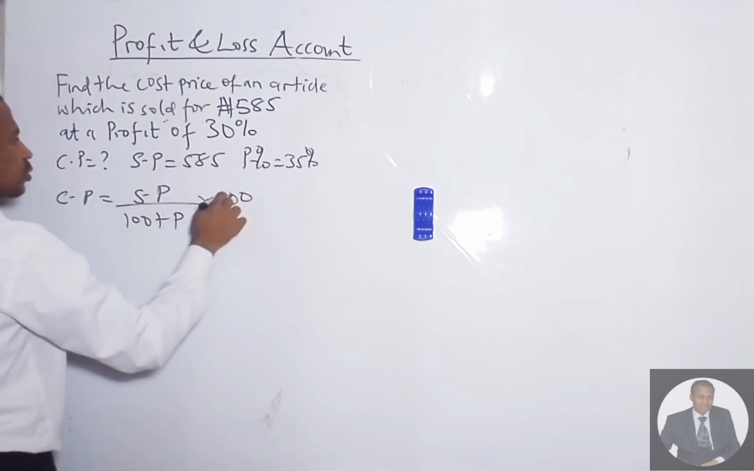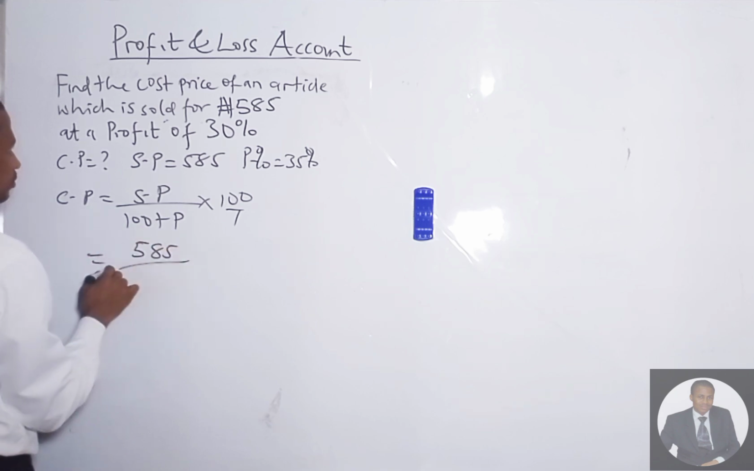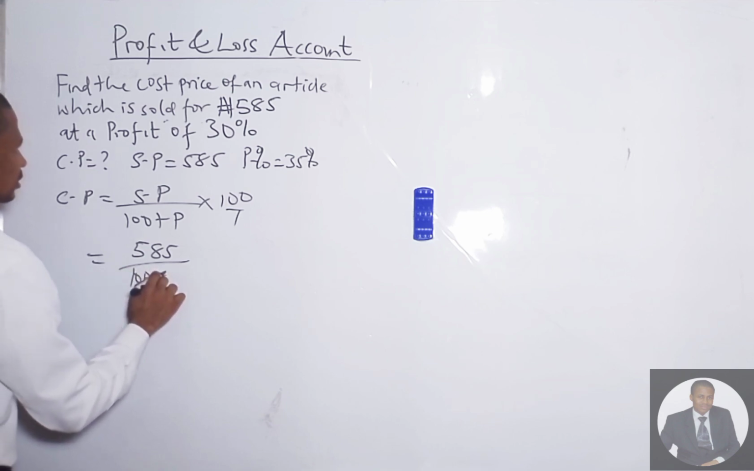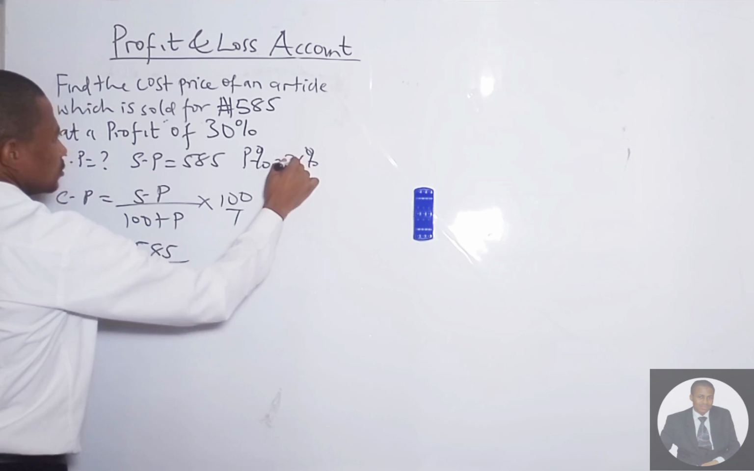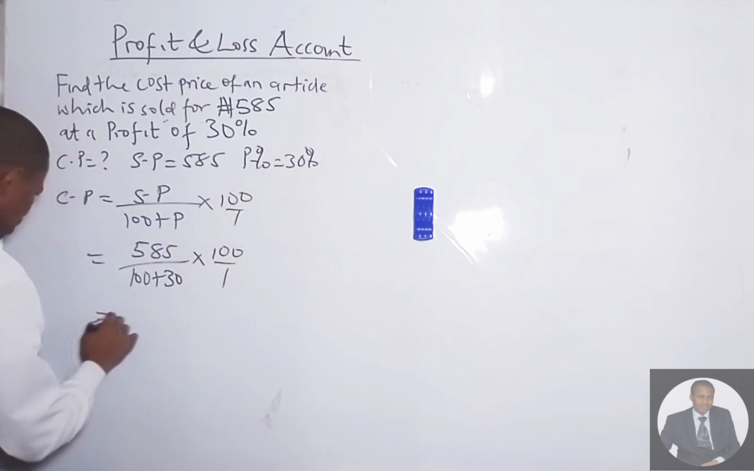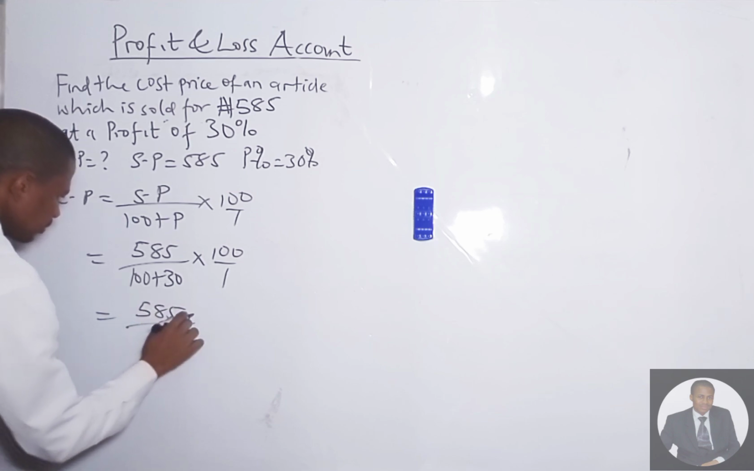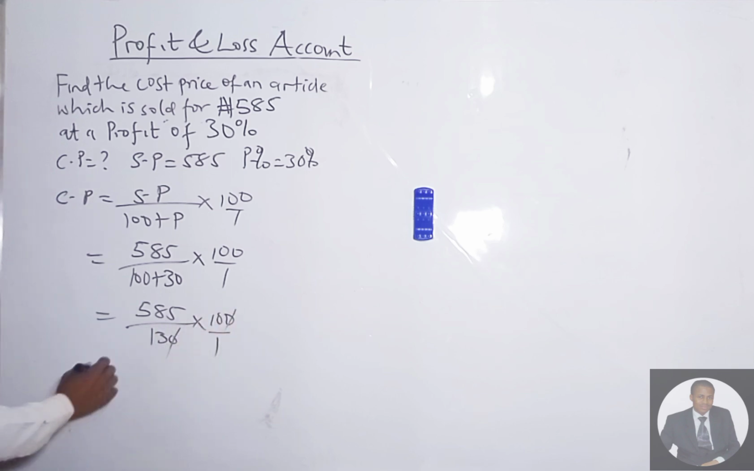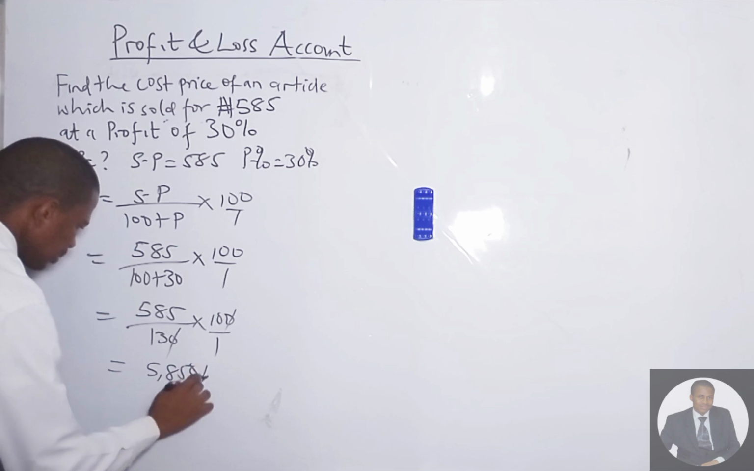times 100 over 1. What's the selling price? 585. What's the profit? The profit is 30. So that will give us 585 over 130 times 100 over 1. The 0 here will cancel the 0 here. So what we have is 5,850 divided by 13.